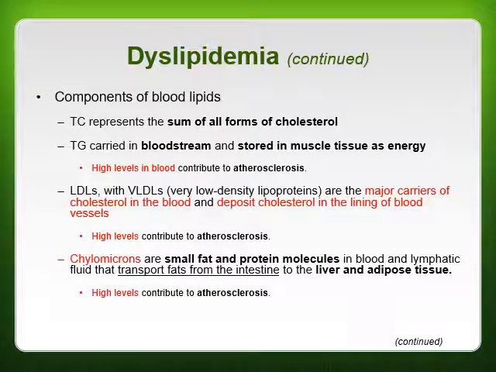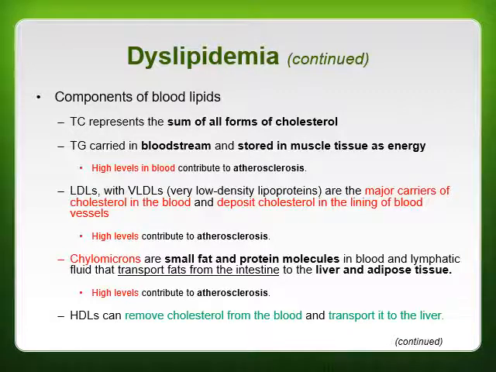Chylomicrons are small fat and protein molecules in the blood and lymphatic fluid that transport fats from the intestine to the liver and to adipose tissue. And again, with this, higher levels of these will also contribute to atherosclerosis. So we want to keep our lipid profile positive.